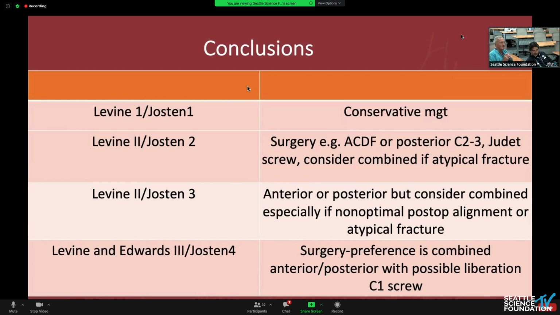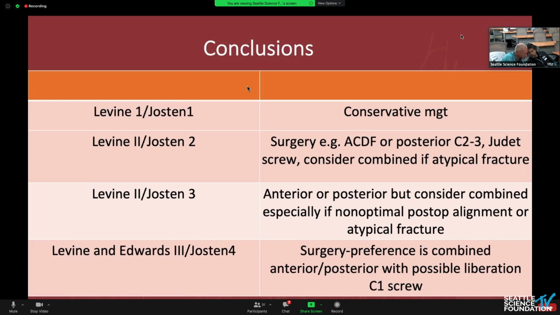So in conclusion, I would say that for the Levine 1, Justin 1, generally a conservative management based on Vaccaro's paper, perhaps with a rigid collar. With the Levine 2, Justin 2, an ACDF or posterior C2-3, I would consider combined if there's a typical fracture, or if the alignment after your ACDF or posterior approach is not optimal, and same recommendations for the Levine 2, Justin 3 fracture.